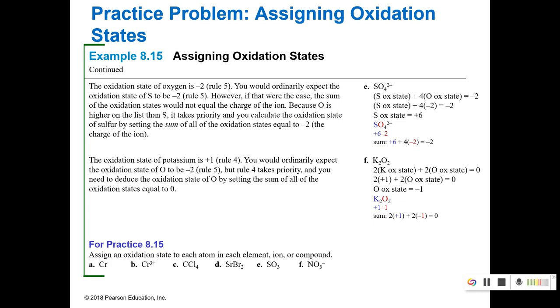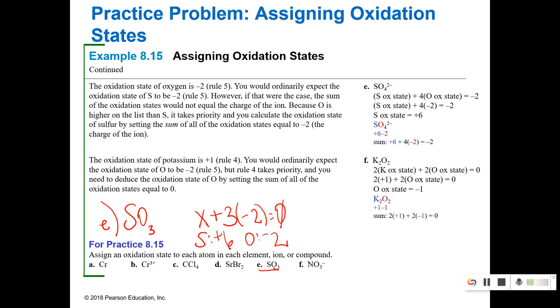Okay, so let's do E. I'm going to do E down here. So SO3, I know that oxygen is -2, so I have X, I don't know, sulfur, and it's equal to 0 because this one does not show a charge. So that means sulfur is +6, oxygen is -2.